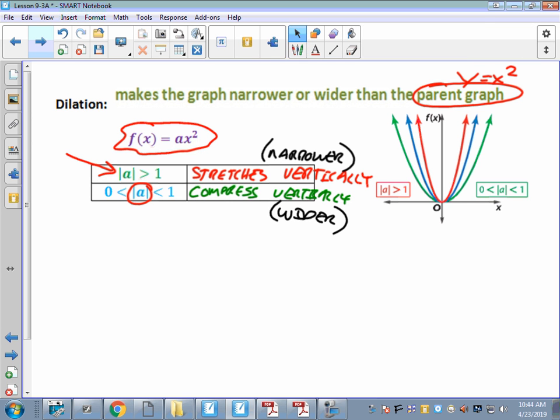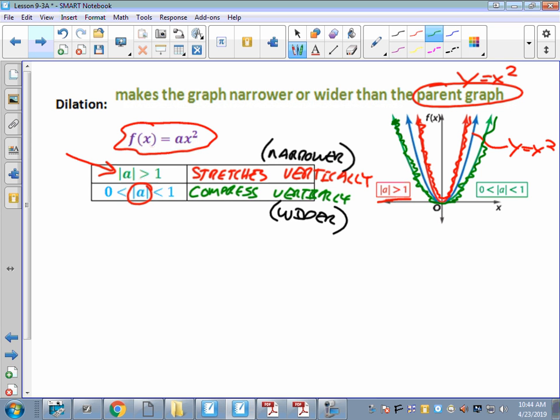So your examples over here would be, we've got our y equals x squared here as the blue one in the middle. So this red one here, that one has an a value that is greater than 1, so it stretched it vertically, made it more narrow. And then the green one out here is the one where your a value was between 0 and 1. Maybe it was 1/2 or 1/4. And this one would make it wider, okay, fraction or decimal. So that's kind of what happens with the dilation.